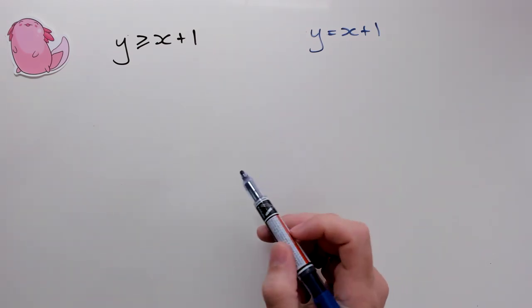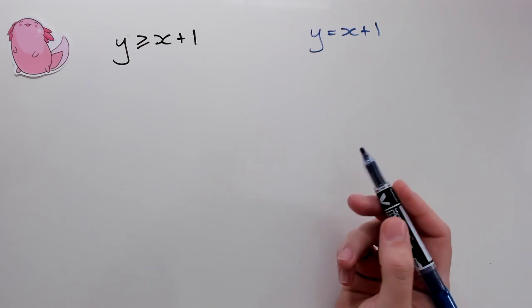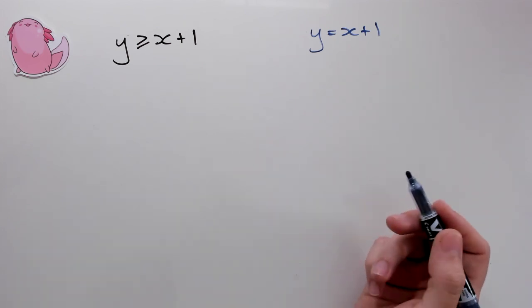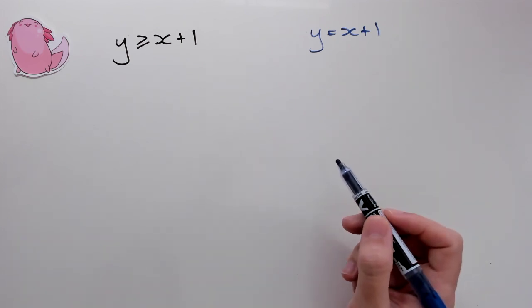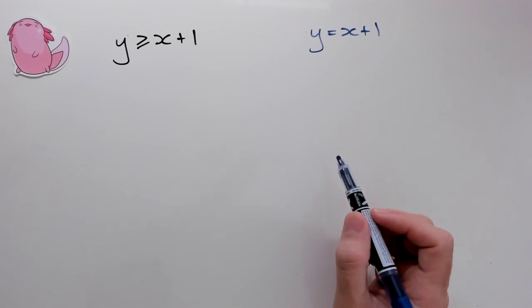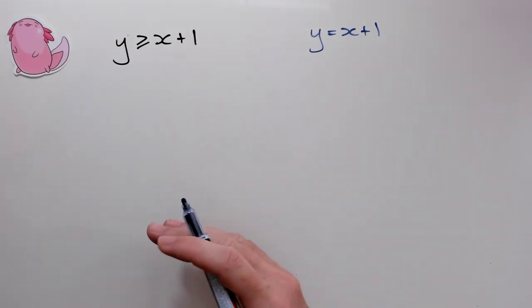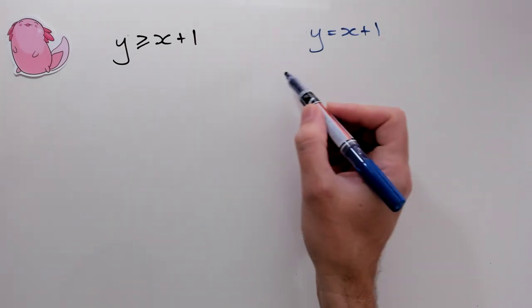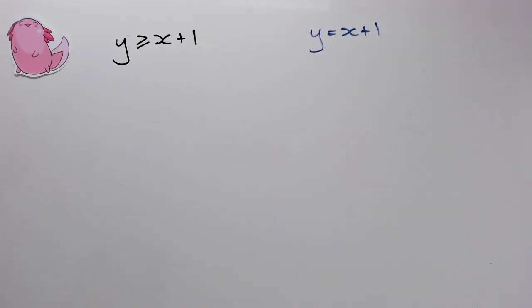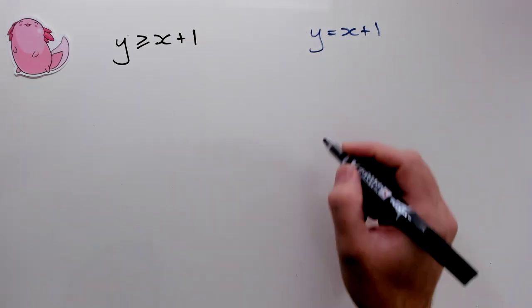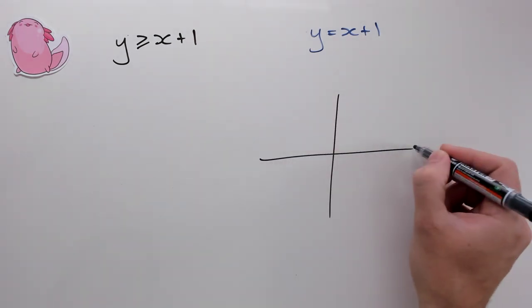Now there are three ways. There's the table method, which is very long. There's the gradient intercept method, which is, it's fine, I guess. And then the double intercept method, which is what we're going to use because it's the quickest way to draw these lines. So what we are going to do is, obviously we need a Cartesian plane. Very nice.